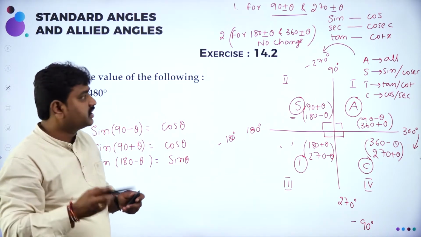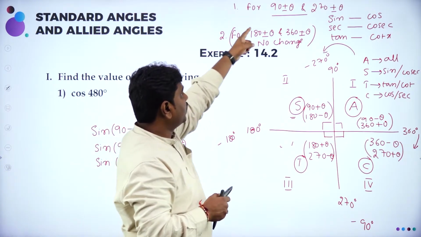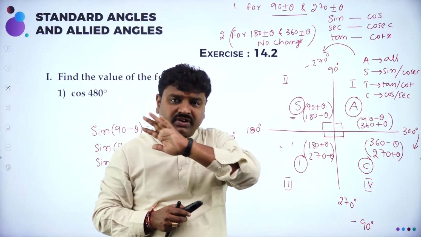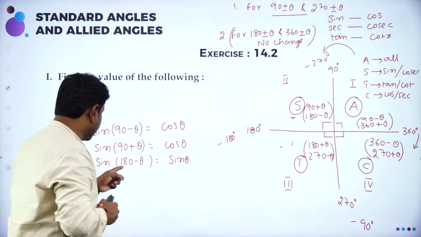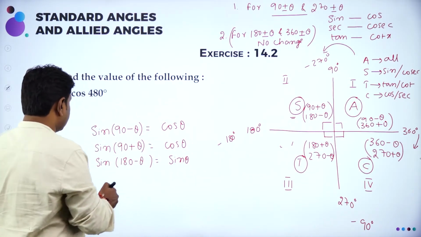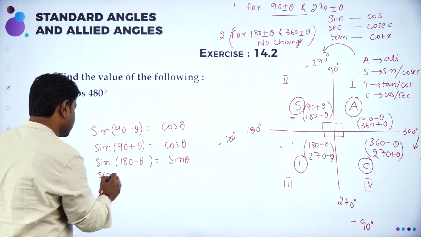See, for 180 and 360, two rules. For 90 and 270, function changes to co-ratio. For 180 and 360, function does not change. Here we have 180, so function does not change. Sine of 180 minus theta is sine theta. Then sine of 180 plus theta.